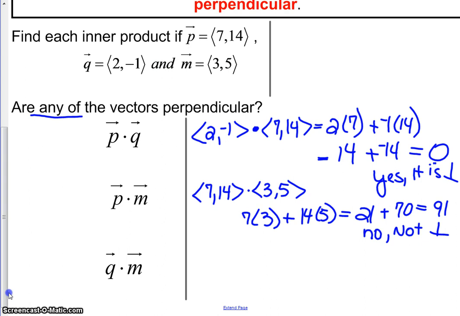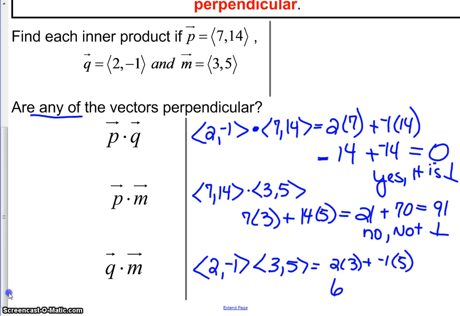So let's do our last problem here. Q times M. Q is 2, -1. M, sorry about that, is 3, 5. And then what we have to do is take the 2 times the 3, and add it to the -1 times the 5. 2 times 3 is 6. And we add it to -1 times 5, which is -5. The answer is 1. So that means no, not perpendicular.